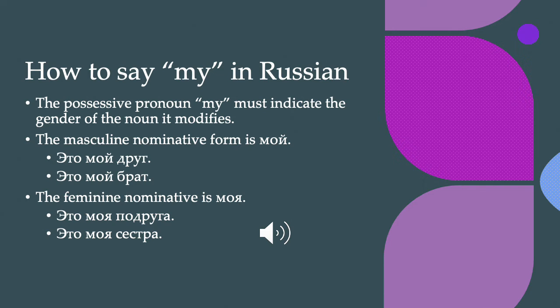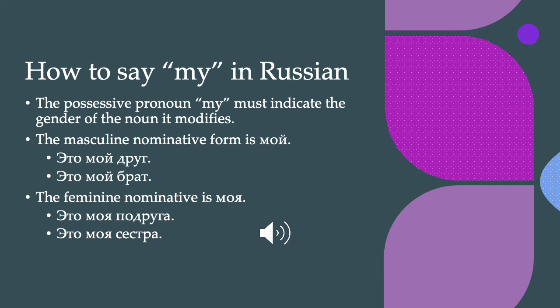However, if we have a feminine noun, then we need to use the feminine form, which in the nominative case, which we'll talk about more later, is моя. So we could say, это моя подруга. This is my female friend. Note that we have друг, male friend, подруга, female friend. Or if we have the word sister, сестра is feminine, and so we'll say, это моя сестра. This is my sister.